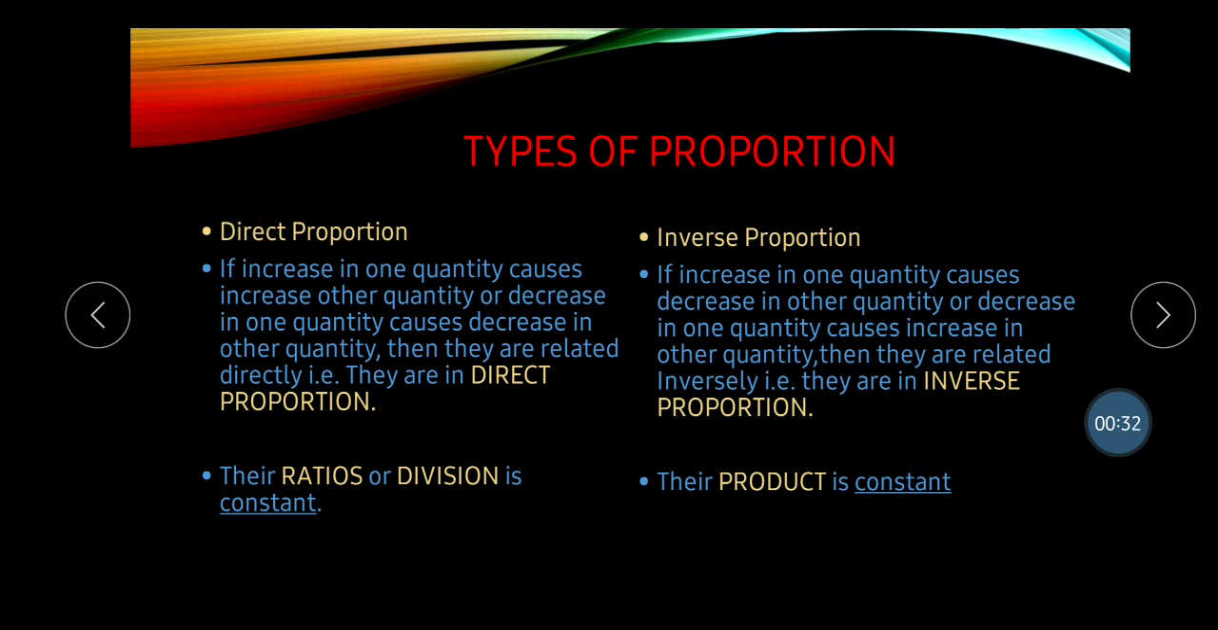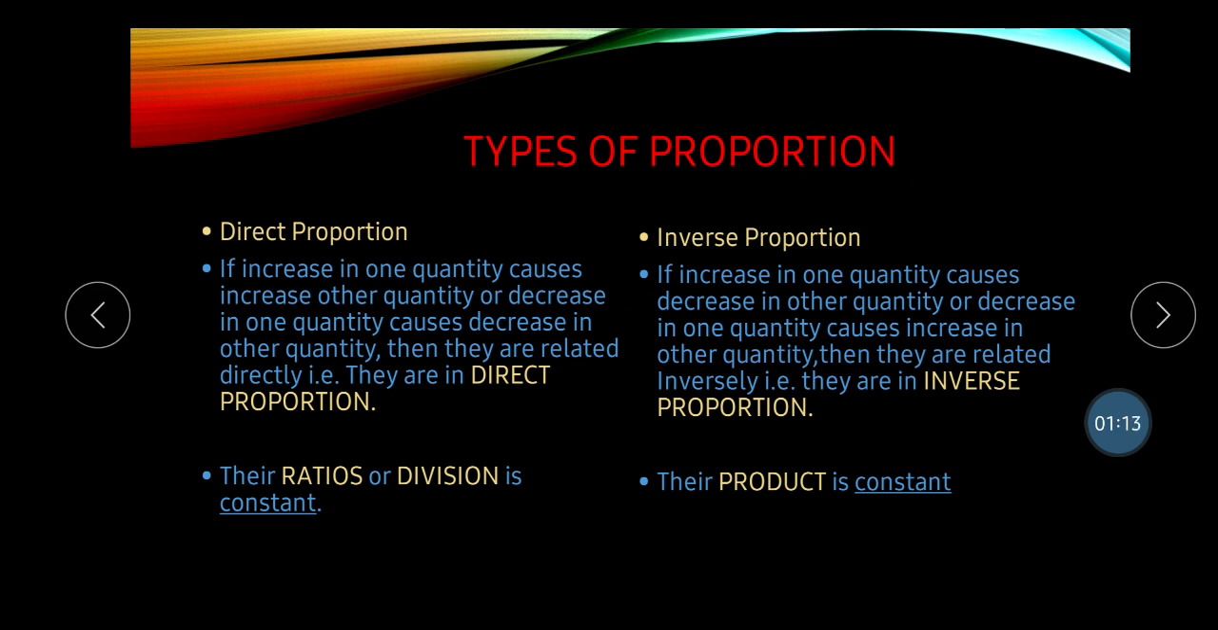Direct proportion. If an increase in one quantity causes an increase in the other quantity, or a decrease in one quantity causes a decrease in the other quantity, then they are related directly, that is they are in direct proportion. The ratios or division is constant. That means when we write in ratio or in division form, whatever answer comes will always be constant.